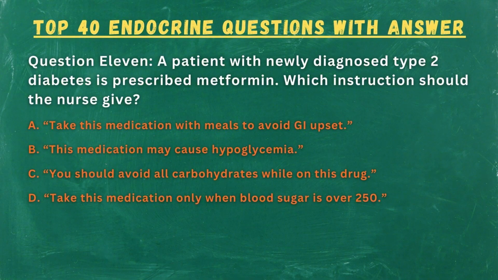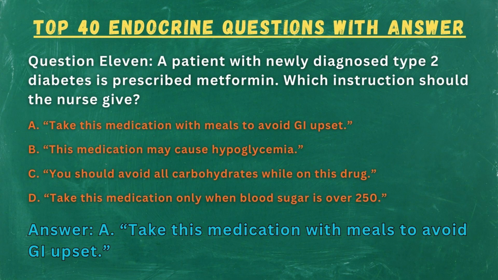Question 11. A patient with newly diagnosed type 2 diabetes is prescribed metformin. Which instruction should the nurse give? A. Take this medication with meals to avoid GI upset. B. This medication may cause hypoglycemia. C. You should avoid all carbohydrates while on this drug. D. Take this medication only when blood sugar is over 250. Answer: A. Take this medication with meals to avoid GI upset.